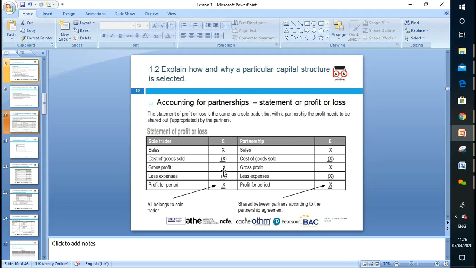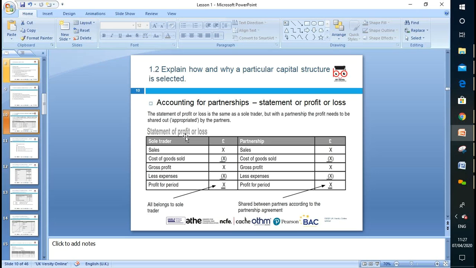There are four types of statements that we prepare in accounts. For a sole trader: the statement of profit and loss, also known as the income statement; the statement of financial position, also known as the balance sheet; the statement of cash flow, also known as the cash flow statement; and last but not least, the statement of changes in equity, showing how many shares we issued during the year. I'll go through all of these in today's lesson and explain them.